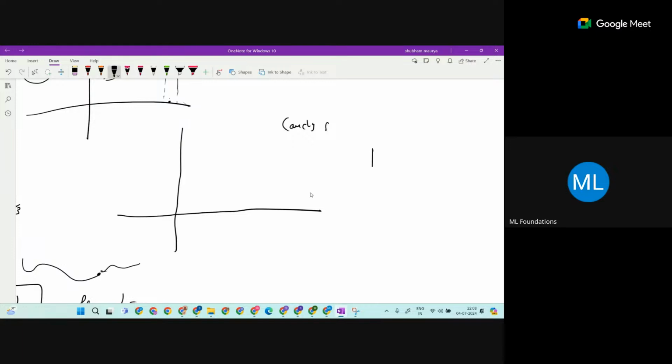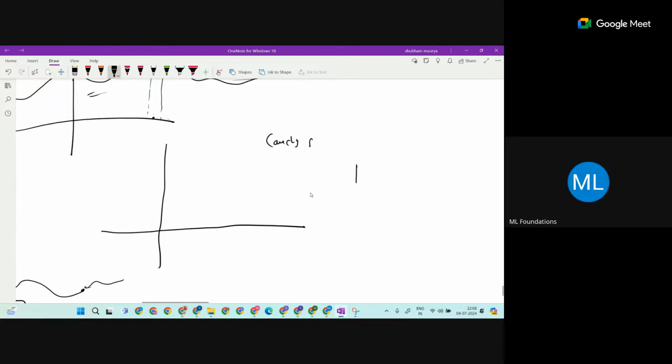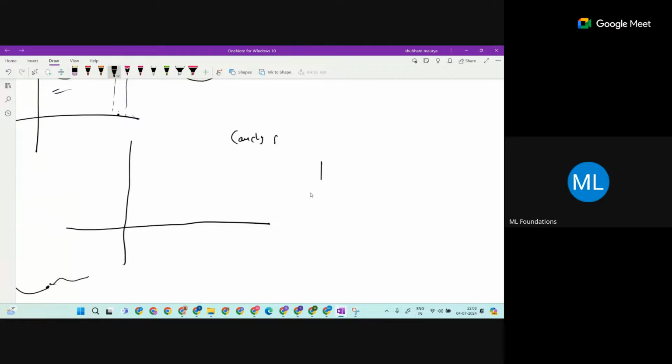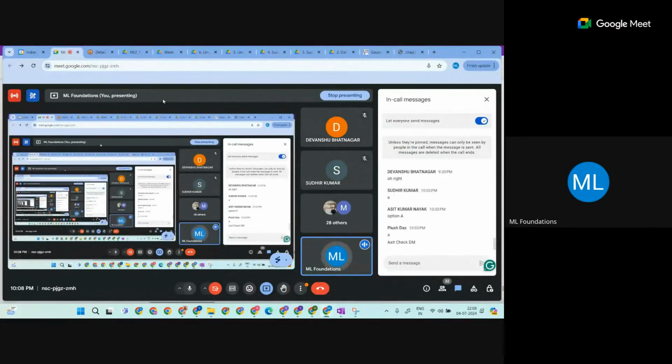two vectors, and okay, let's say you have vectors v1 and v2. Okay, just a second.